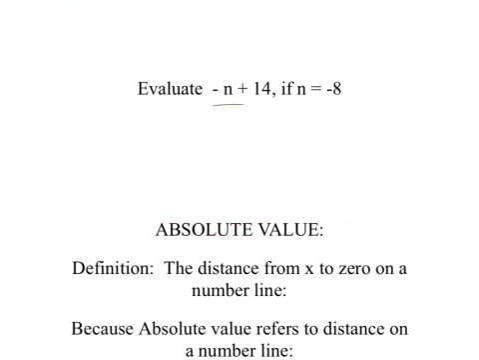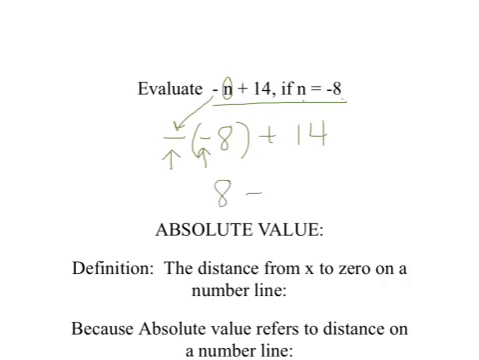If I ask you to evaluate negative n plus 14 if n equals negative 8, what I want to see happen is you write negative, so that comes down. Then the value of n that you're given, negative 8, plus 14. The reason you want to do that is because if you don't, you may forget that negative in the front. Now you see that you have a negative times a negative, so that is going to give me a positive 8 plus 14, which gives me 22.